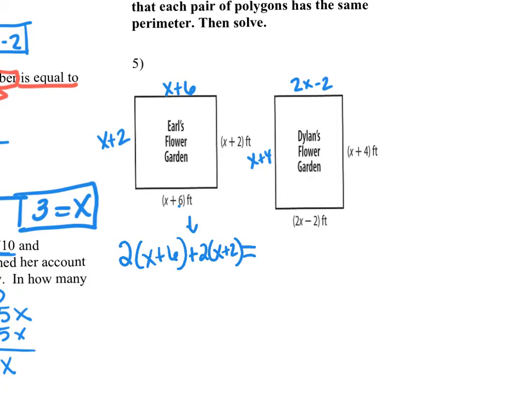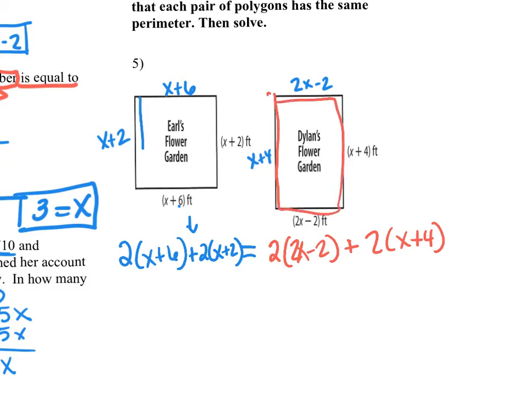Okay, so let's do it over here. So we have 2 of the 2x minus 2's. And then we have 2 of the x plus 4's. Okay, does everybody remember that? So this is the red box. This is the blue box. How do you feel about that?